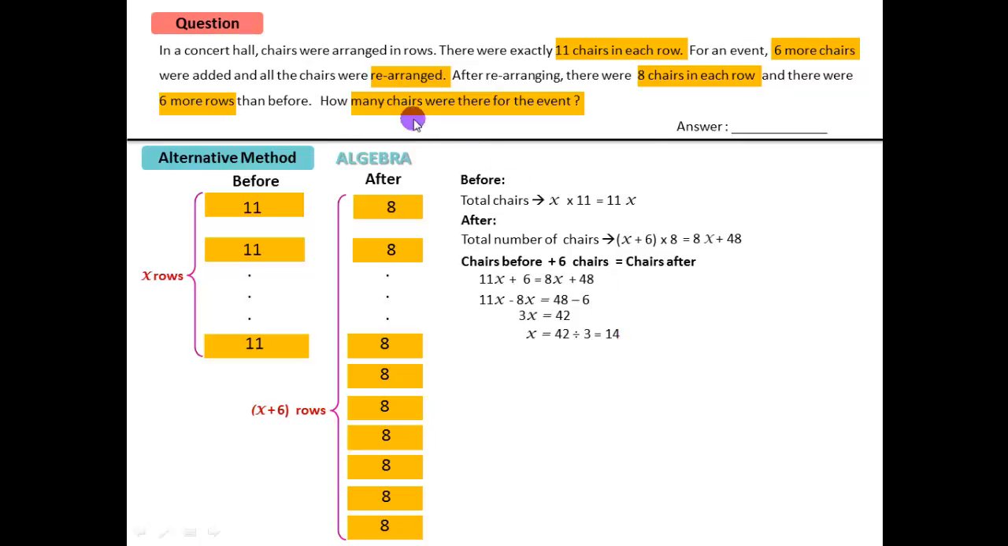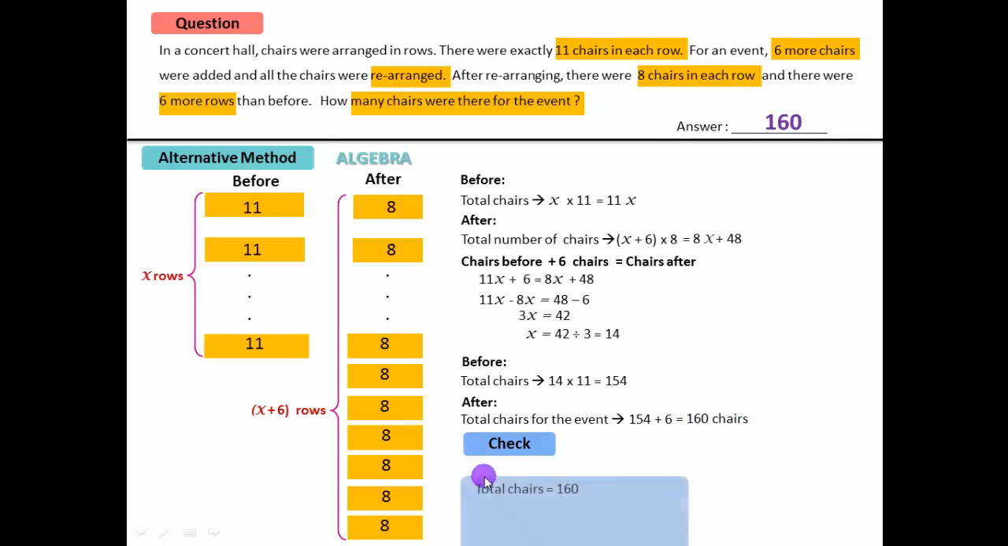Now let's find how many chairs there were in the event. The total number of chairs before the event would be 14 times 11, which gives us 154. For the event, 6 chairs were added, so it will be 154 plus 6, which gives us 160 chairs, and that will be our answer.